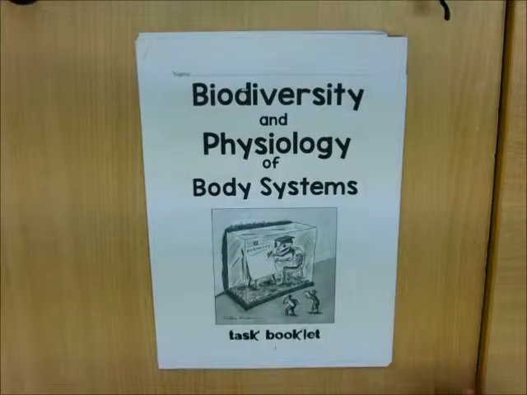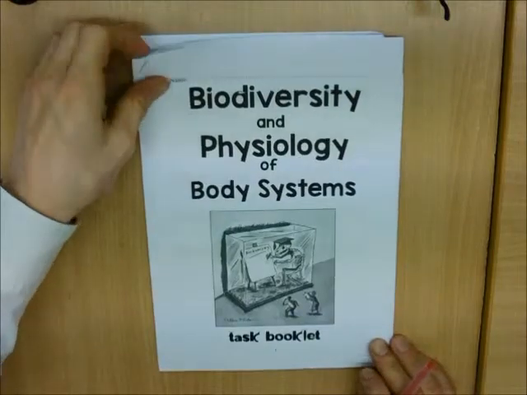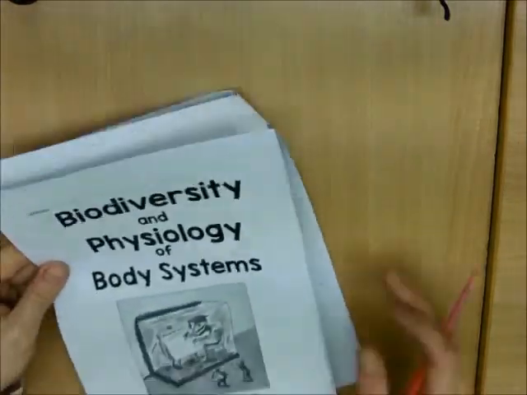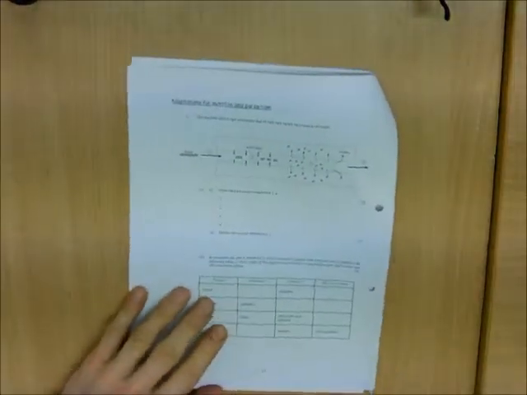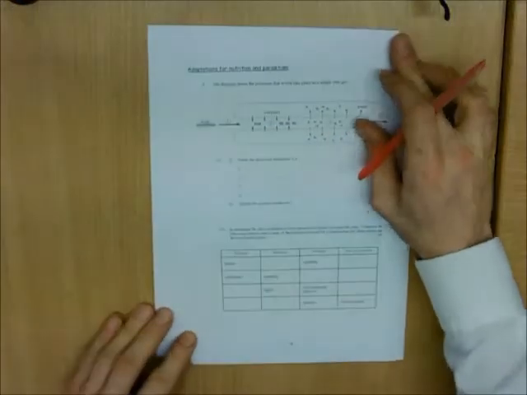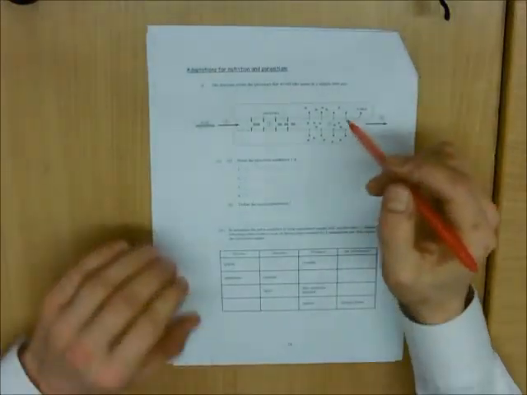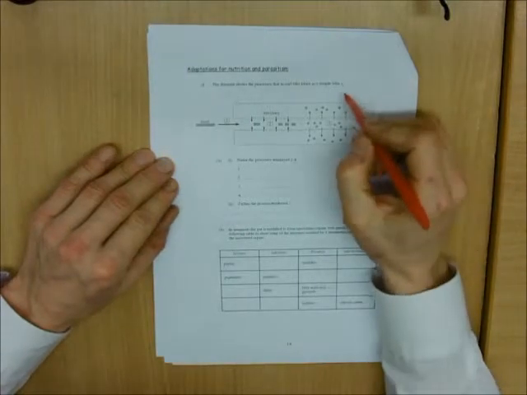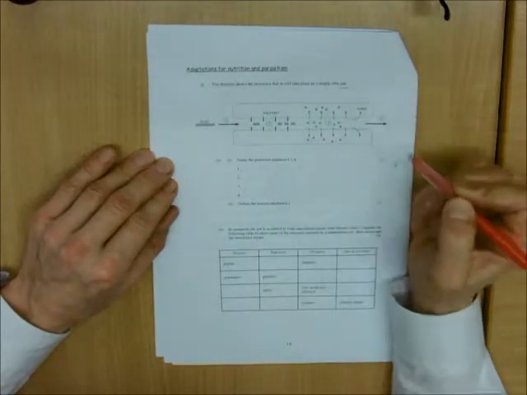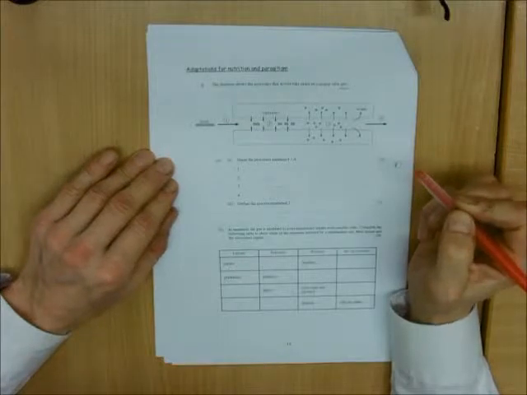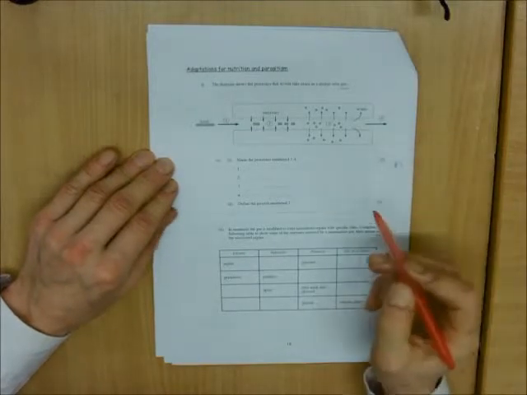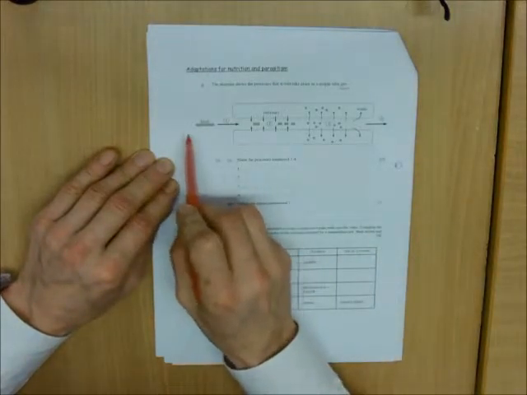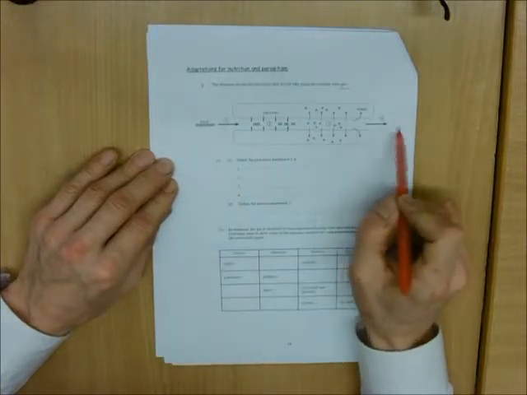Biodiversity and Physiology of Body Systems task booklet, and we're looking at nutrition. Question 9. So let's have a look at the diagram, and it tells you it's a gut. So this is heterotrophic, holozoic, and we've got food. This would be the mouth end, and then we've got the anus end, and we've got 4 processes there.